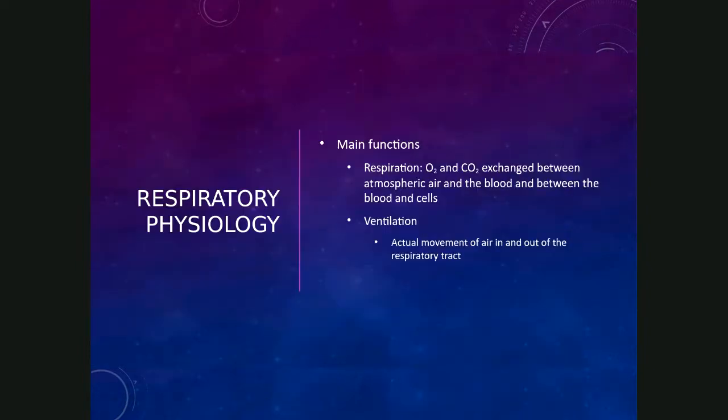So respiratory physiology, the main functions of the respiratory system are O2 and CO2 gas exchange between atmospheric pressure and the blood and between the blood and the cells. The first word we have is ventilation, and ventilation is basically the movement of air in and out of the respiratory tract.